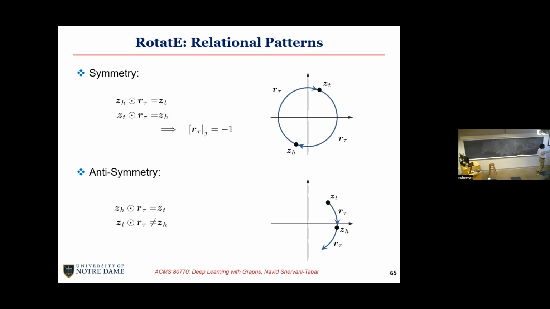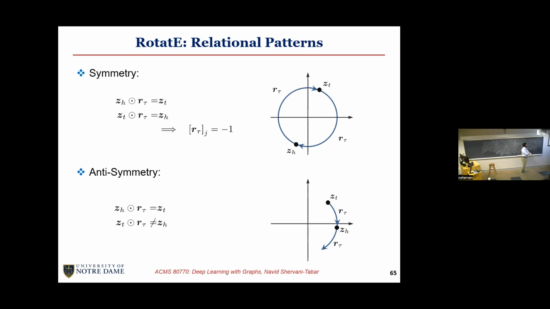Let's say that in this complex space, our ZT is here. We can rotate it by pi, and we can get to ZH, and we can rotate ZH by pi again, and we can get to ZT, right? So if our elements of R tau are equal to -1, for instance, as an example, we are able to represent a symmetric relation where, using the same embedding, we start from ZT, get to ZH, and start from ZH, get to ZT, right?